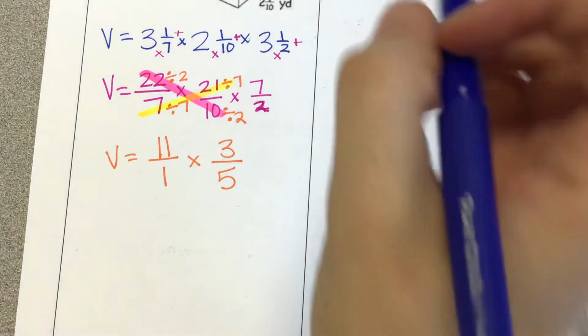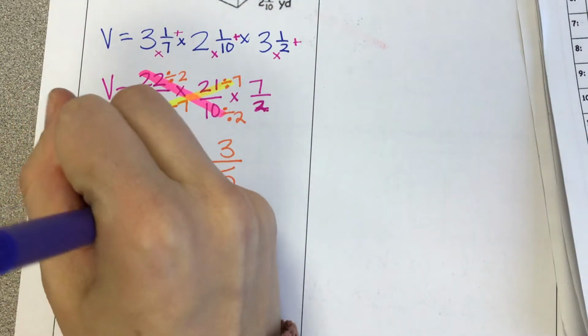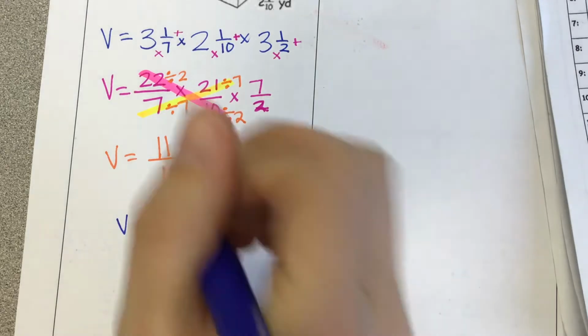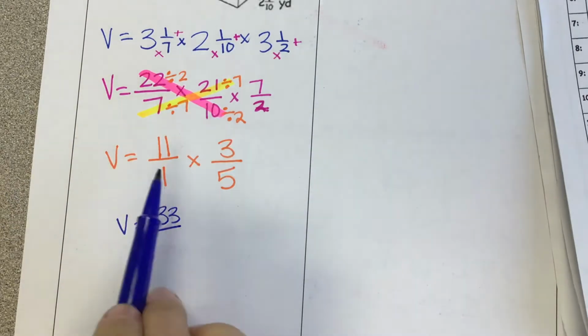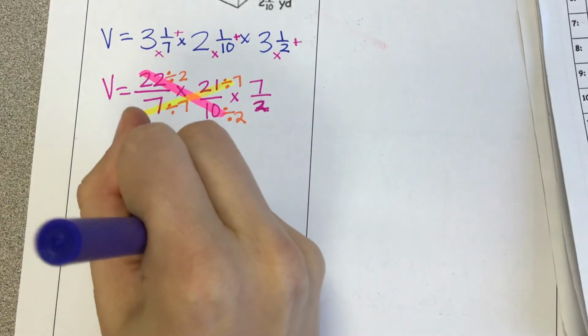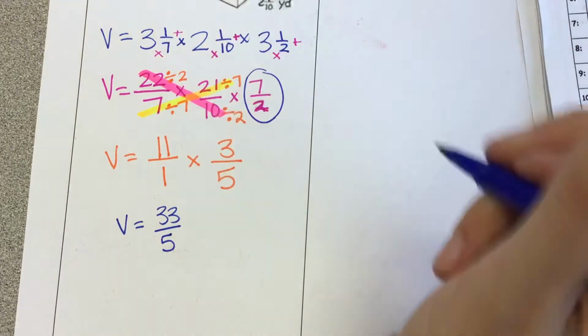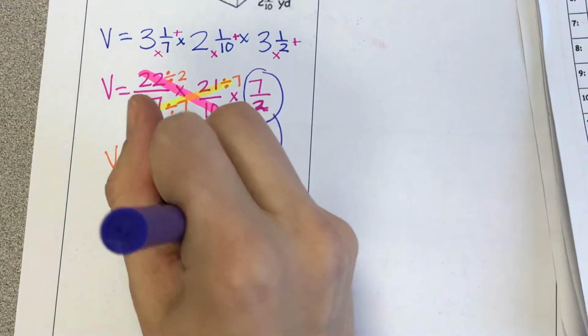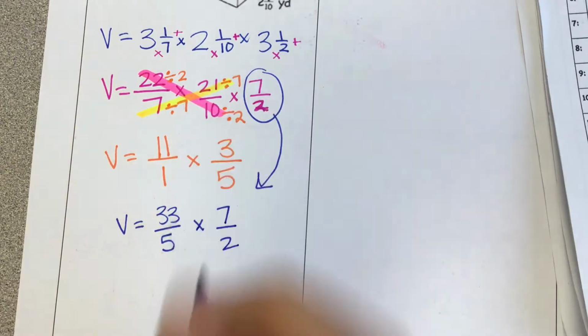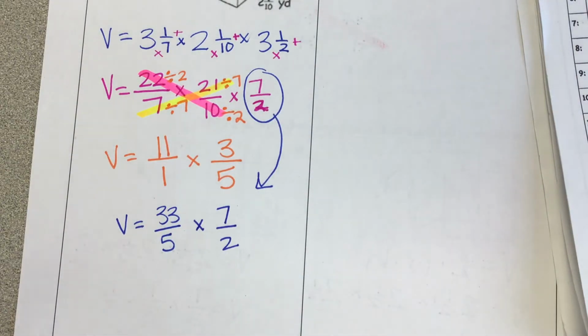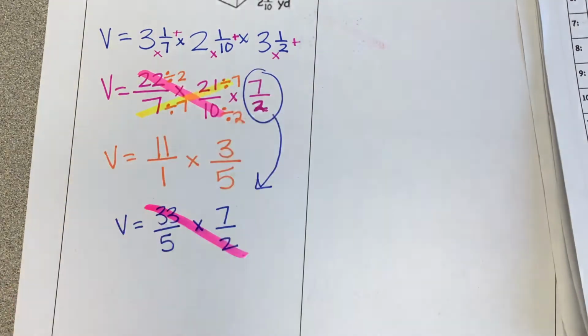Now, I need to bring down, first I'm going to multiply these together. 11 times 3 is 33. On the bottom, 1 times 5 is 5. And we didn't use the 7/2, so I need to bring that down because we still need to multiply it by that third value, 7/2. And again, I'm going to look at my diagonals.